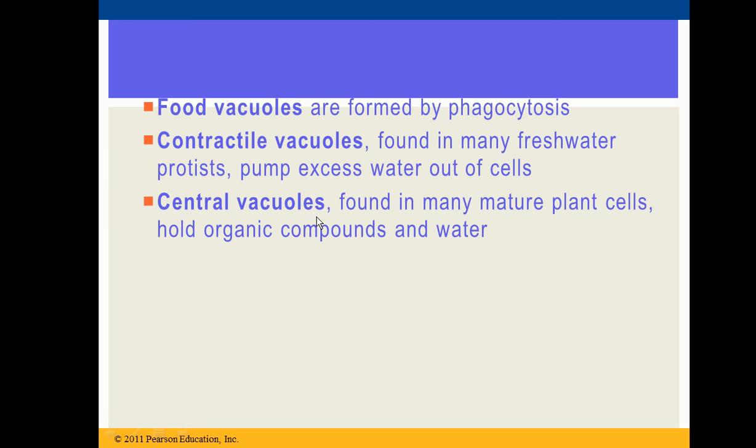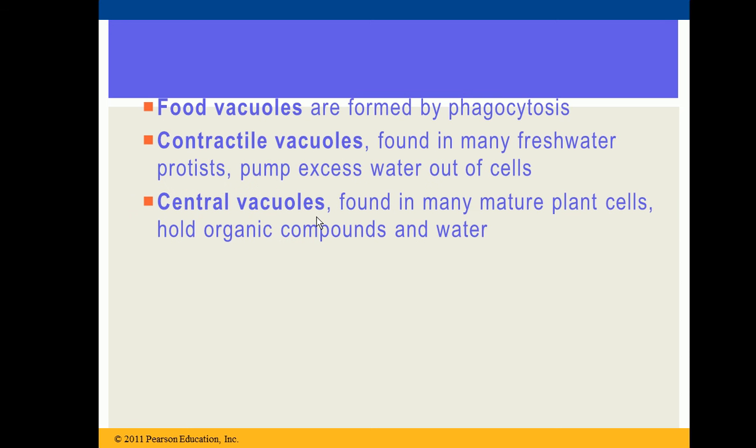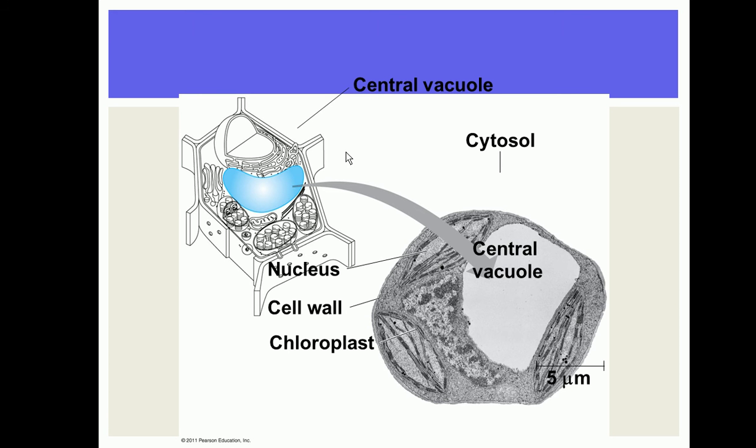The central vacuole is a very big vacuole, and these vacuoles are also part of the endomembrane system. Plant cells have a big central vacuole which is required to hold some organic compounds and water. Some protists, which are very small eukaryotic organisms, have contractile vacuoles by which they can do osmoregulation. And food vacuoles you just saw. So this is the central vacuole in the plant cells.